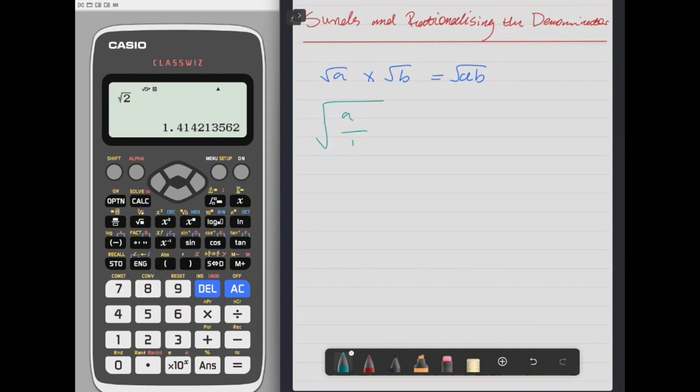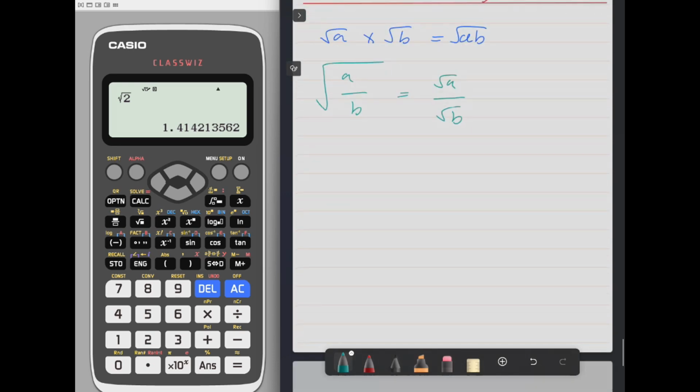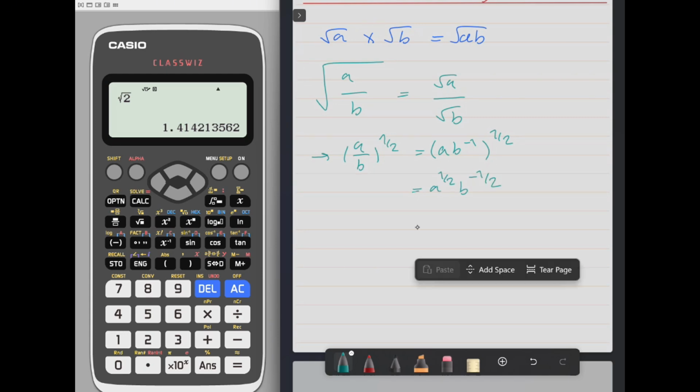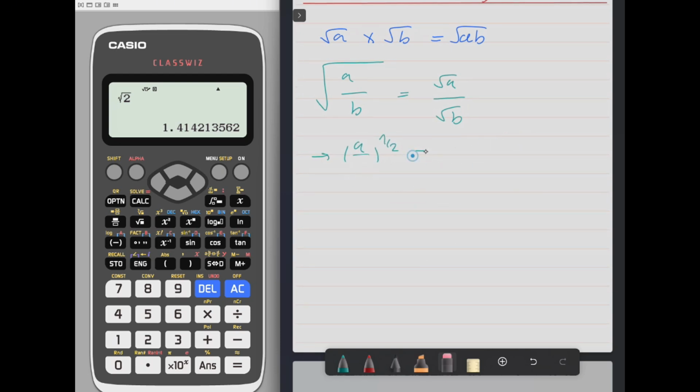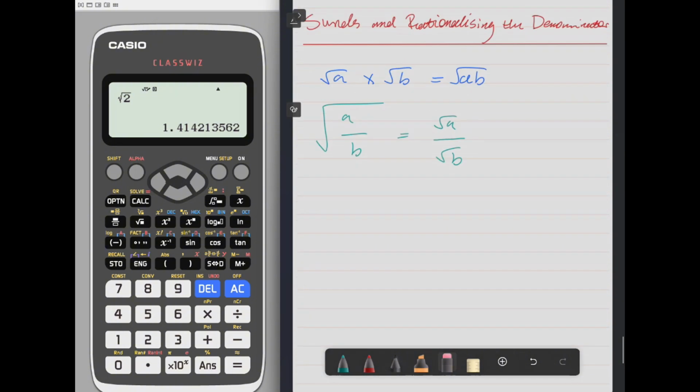And root of a over b can be written as root a over root b. And again, it's the laws of indices. How? If you have a over b to the power of 1 over 2, then you're going to have a times b to the power of minus 1, all to the power of 1 over 2, which is going to be a to the power of half times b to the power of minus 1 over 2. So by converting this to surd form, we will have root a over root b. So these are just coming from the laws of indices, and these are simply the things that you need to know for surds.